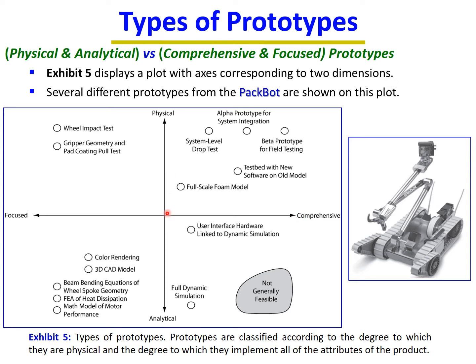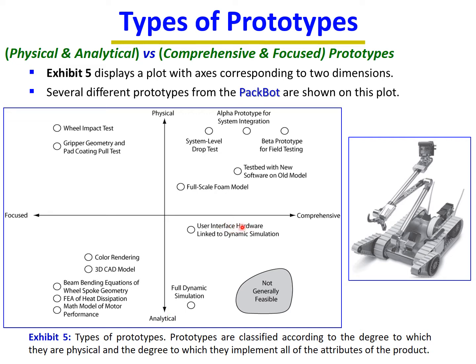So now you can see that there are different types. Full dynamic simulation. You use any technique like finite elements, and you have made physical models, computer models and so on, and you are simulating everything. You are showing how the product is there. So this is complete towards the analytical side, right?